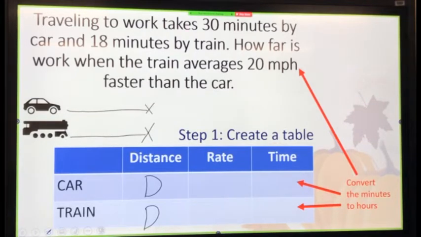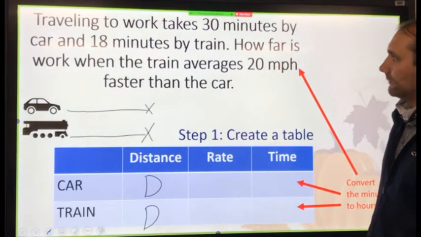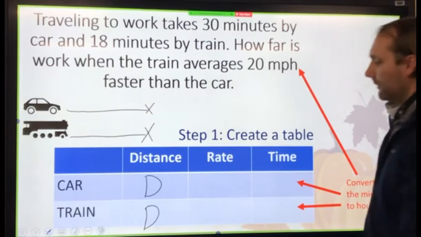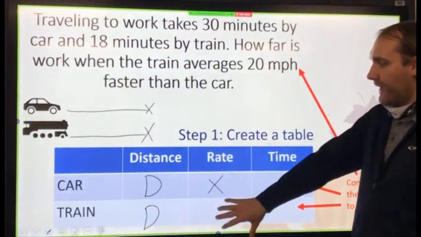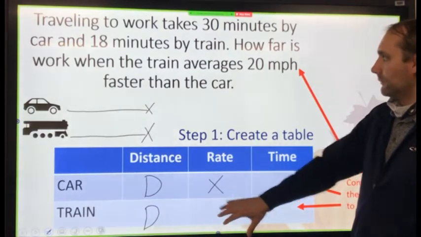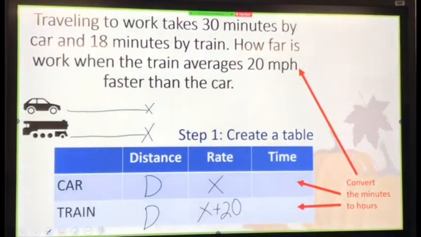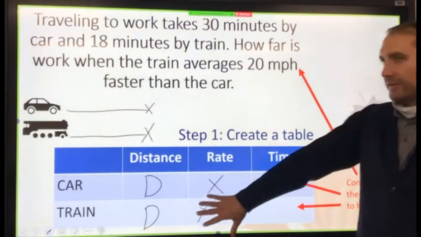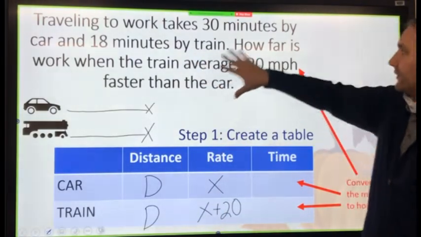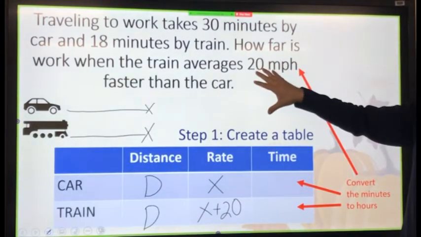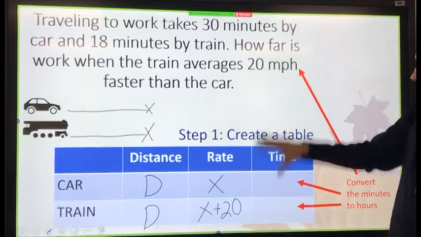Rate, do I know how fast each of these were going? How fast was the car traveling? I don't know. So I'm going to call that X. And if my car travels at X miles an hour, how fast was the train traveling? It is 20 miles per hour faster than the car. So plus 20. Some have said 20 times x. You wouldn't say that unless the train averaged 20 times faster than the car. It just says it's 20 miles an hour faster. So you do addition.